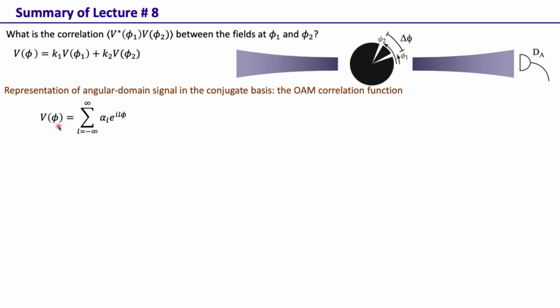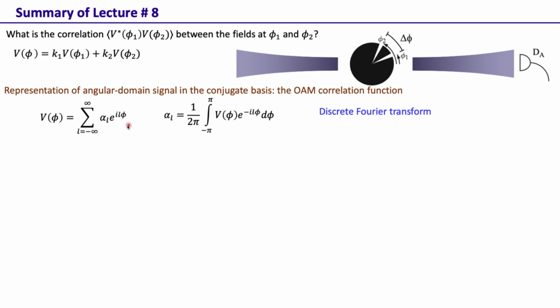That's why V of phi, a signal as a function of phi, can be represented in terms of e to the i L phi, where L goes from minus infinity to infinity. And if we write alpha L in terms of V of phi, then that's how it can be represented, where the integral is from minus pi to pi. So this basically says that V of phi and alpha L form a Fourier transform pair, but it is a discrete Fourier transform in this case. One part is a summation and the other part is an integral from minus pi to pi. So angle phi and L form a Fourier transform pair.